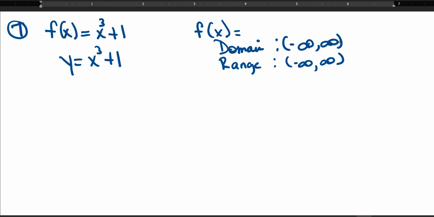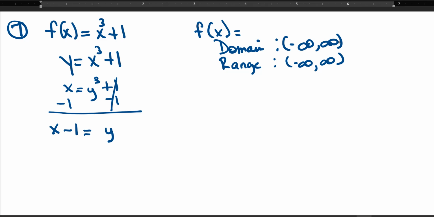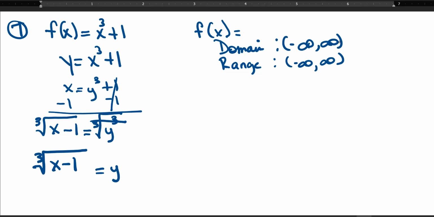So we've replaced f of x with y. Let's interchange the x and y. Solve for y. We're going to subtract 1 from both sides. And we have x minus 1 is equal to y cubed. And then to solve for y, we're going to take the cube root of both sides. So on the right hand side, the cube root and the exponent of 3 cancel out. And we have here y is equal to the cube root of x minus 1.